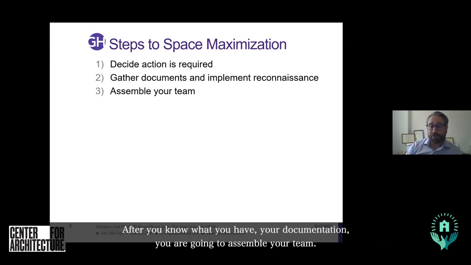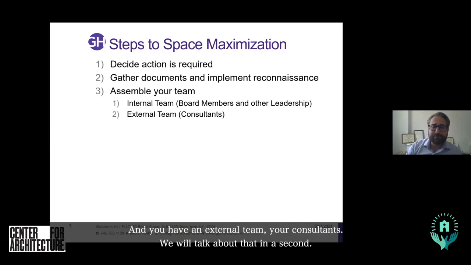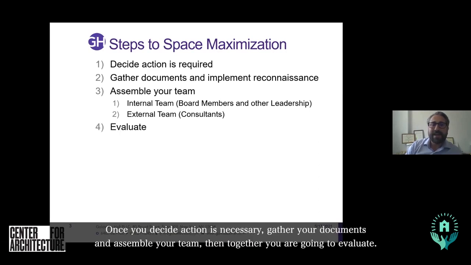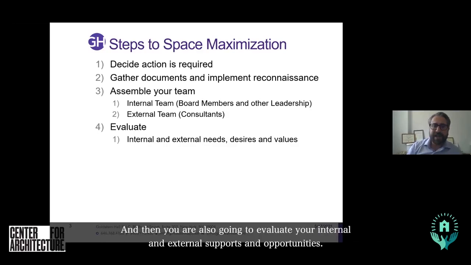After you know what you have, your documentation, you're going to assemble your team. You're going to have an internal team. This is your board members and or other leadership that can be helpful. And then you'll have an external team, your consultants. We'll talk about that in a second. Then once you've decided action is necessary, gathered your documents, assembled your team, then together you're going to evaluate. You're going to evaluate your internal and external needs, desires, and values. And then you're also going to evaluate your internal and external supports and opportunities.